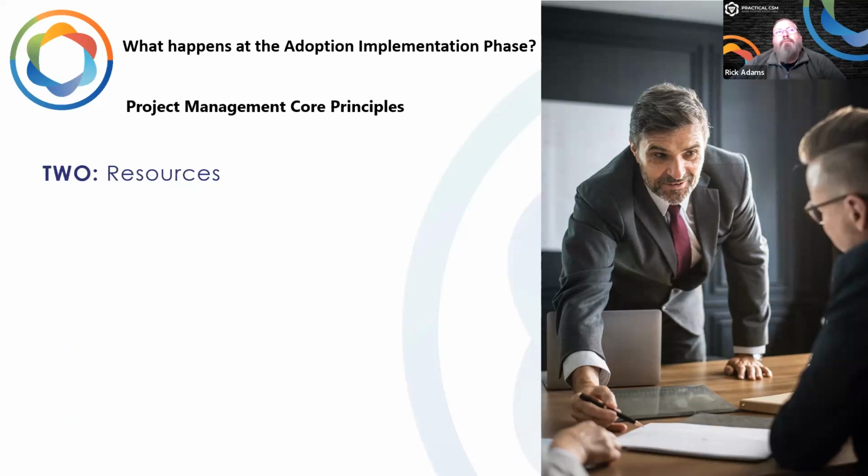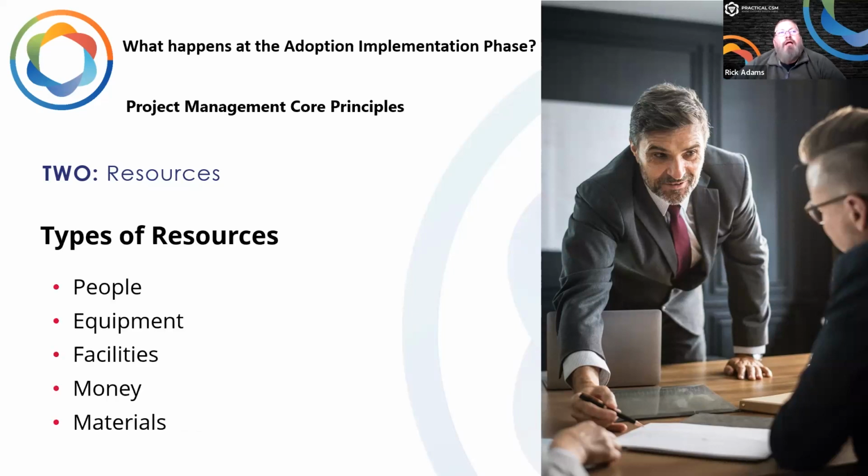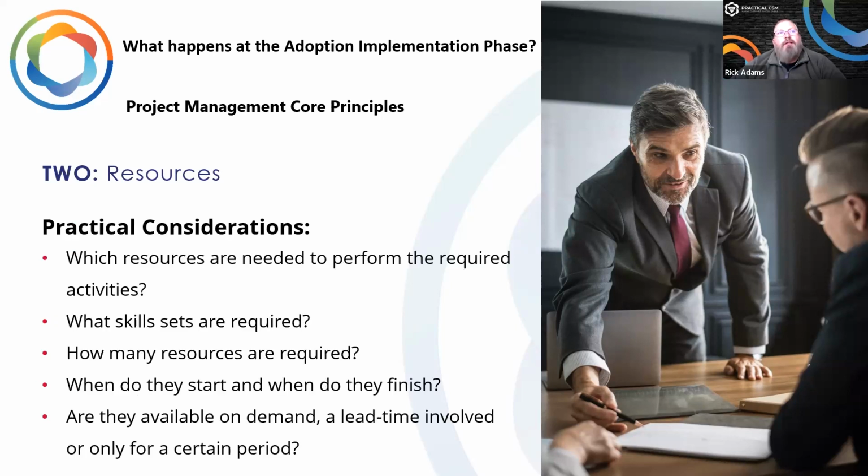So that's number one. So number two then is resources as a core principle. So we need to understand what's available to us in terms of helping us get this project completed. Who is going to do the work? What equipment, what facilities, how much money, what materials that are expendable. So we've got those types of resources that we need to consider, and some practical considerations about what's needed to perform these activities. So for example, again, training is something that very commonly is going to be needed.